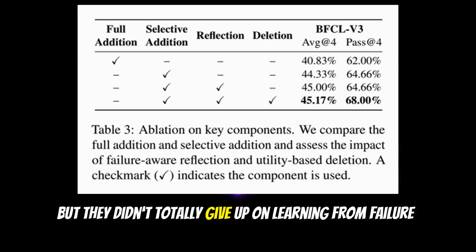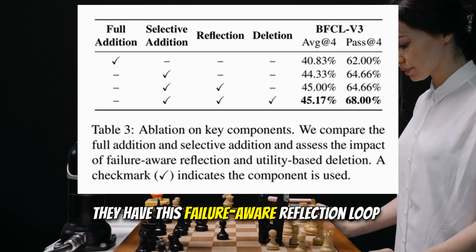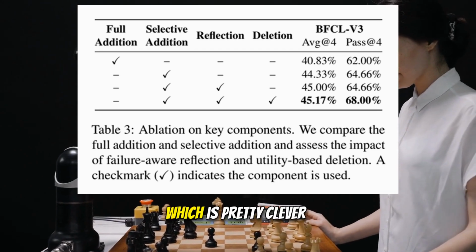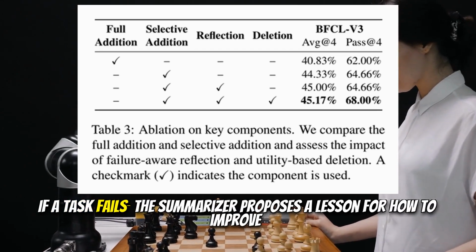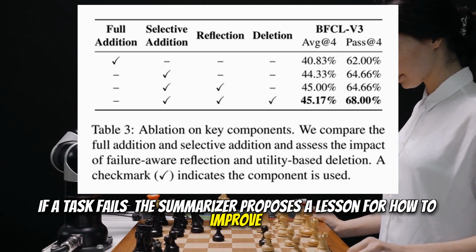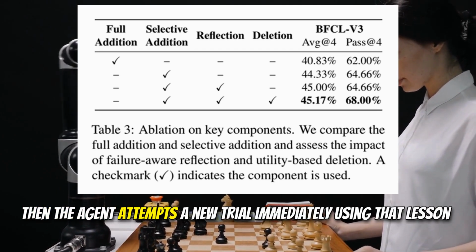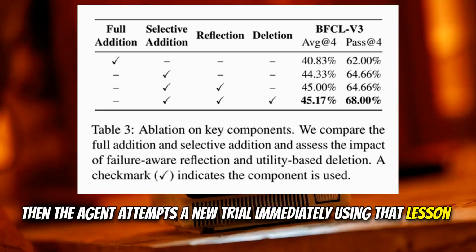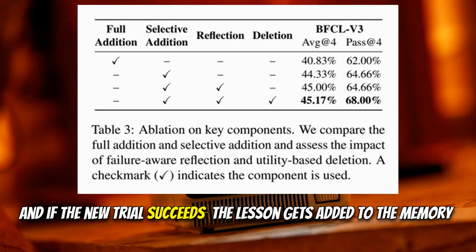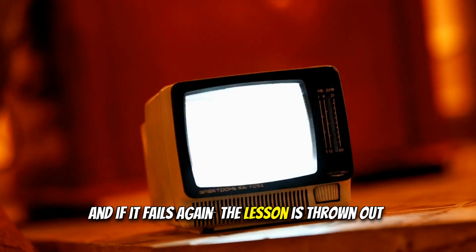But they didn't totally give up on learning from failure. They have this failure-aware reflection loop. Right, which is pretty clever. If a task fails, the summarizer proposes a lesson for how to improve. Then the agent attempts a new trial immediately using that lesson. And if the new trial succeeds, the lesson gets added to the memory. And if it fails again, the lesson is thrown out.